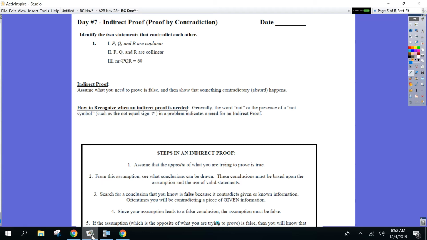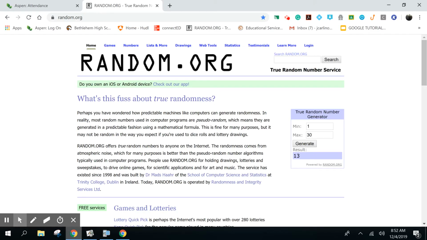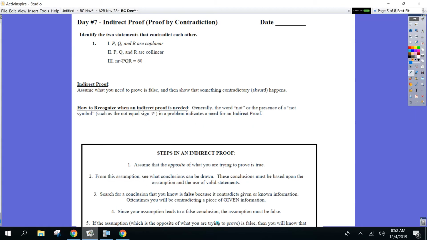Hey, what did we find? Did we find the two contradicting statements up here? Statements 2 and 3. All right, why? What did collinear mean again? Going all the way back to Unit 1, collinear means on the same line, but if you have an angle PQR, those are not on the same line. So they can't be collinear and an angle that's 60. They could be collinear and an angle that's 180, but not 60.